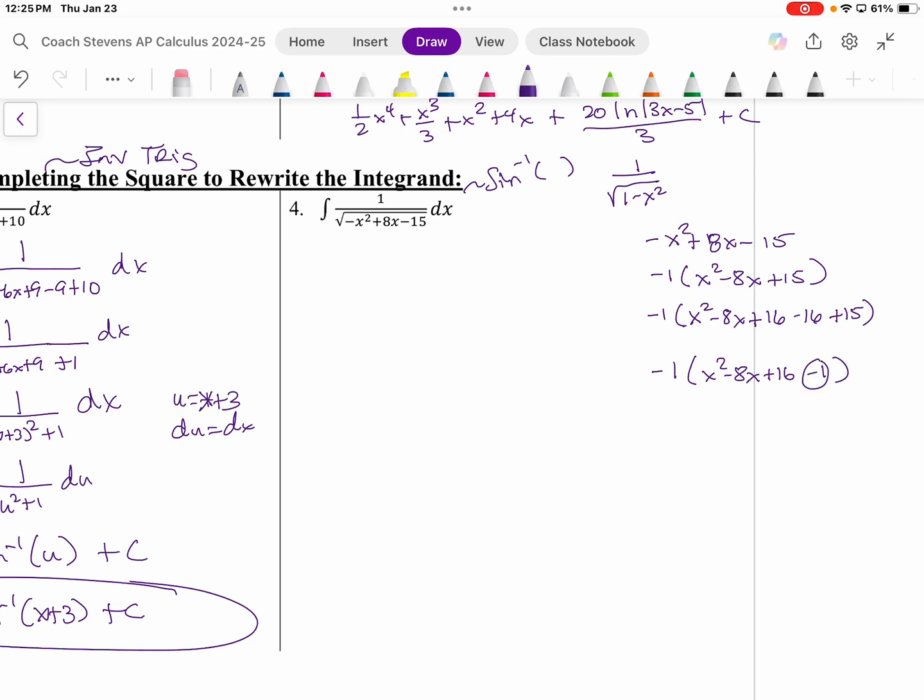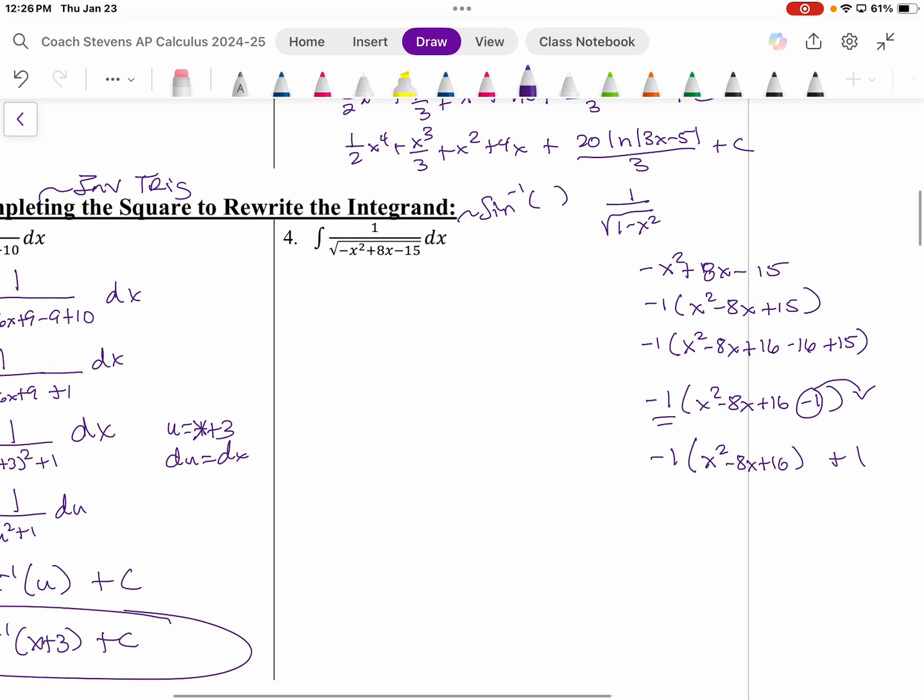Now I'm going to take the negative 1 out back. When I do that, I got to multiply it by that negative 1 out front. So this is negative 1 times, I'm going to rewrite that. We got plenty of room. And then now it's a plus 1 at the end.